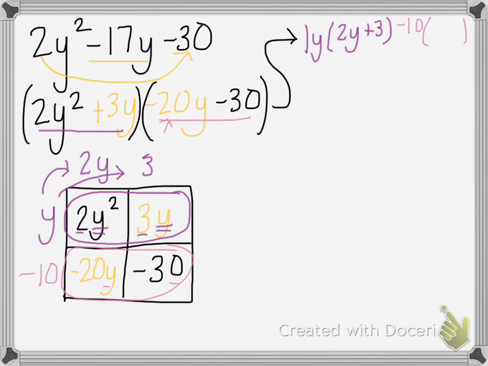So what are we left with on the inside? Let's see if our math from before works. Is negative 10 times a positive 2y a negative 20y? Yes, it is. Is negative 10 times a positive 3 a negative 30? Yes, it is. So when we factor that out, we have 2y plus 3.